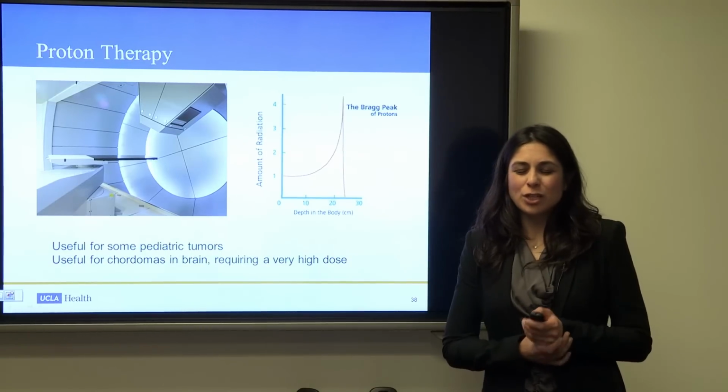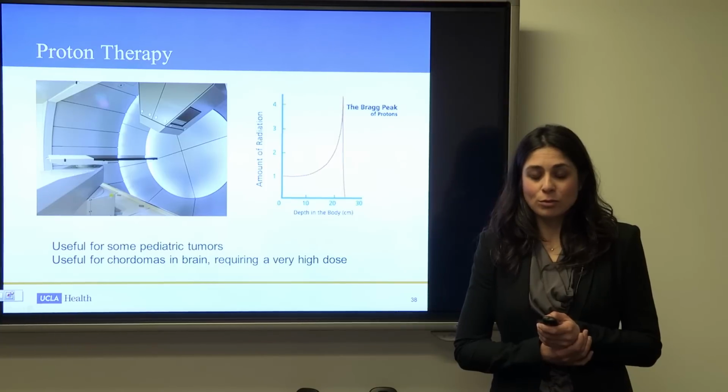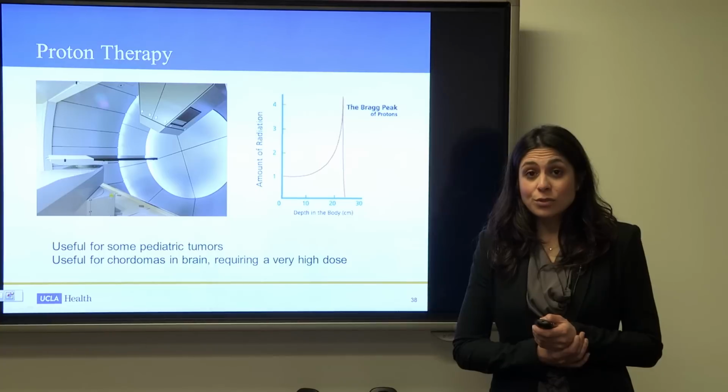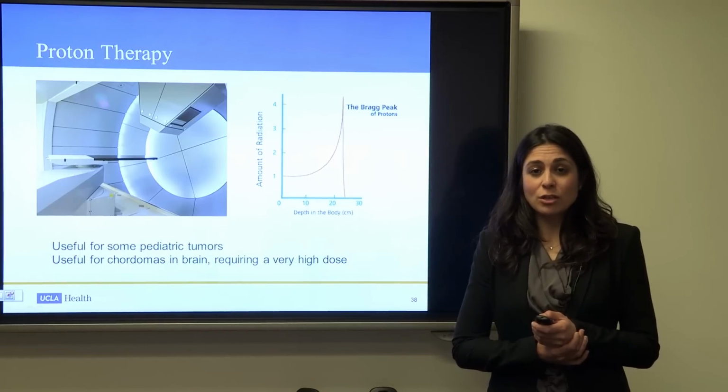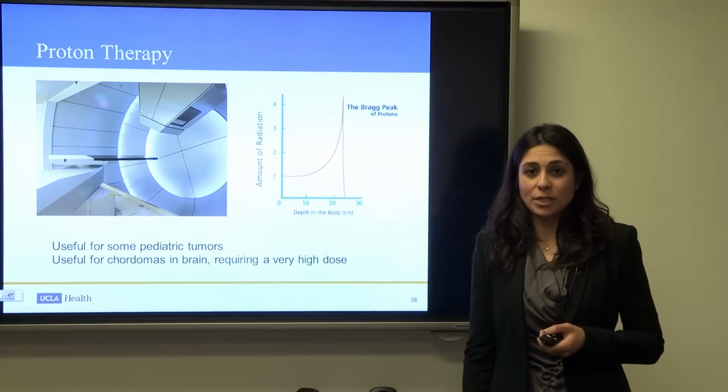Protons. I'll just briefly touch upon them because they're so popular right now, especially when you Google it on the internet. It's useful for some pediatric tumors, but it's also useful for some brain tumors in adults, such as chordomas, which require a very high dose, and they're often next to critical structures such as the optic nerve.